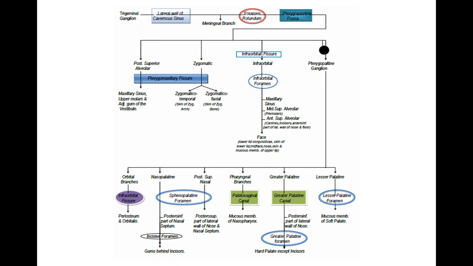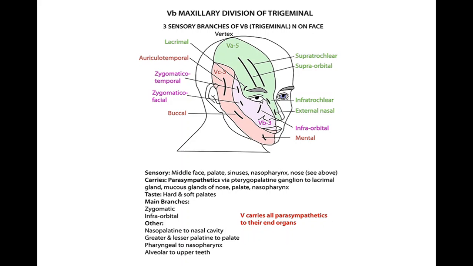So this is again one more line diagram to explain the branches of the maxillary division of the trigeminal nerve. So that is, I said, the zygomatic, the infraorbital, and then the posterior superior alveolar nerve and branches associated with the pterygopalatine ganglia. So this is the area of distribution of the maxillary nerve: the middle face, palate, sinuses, nasopharynx, nose. So this is the area of distribution of the maxillary nerve through its different branches.